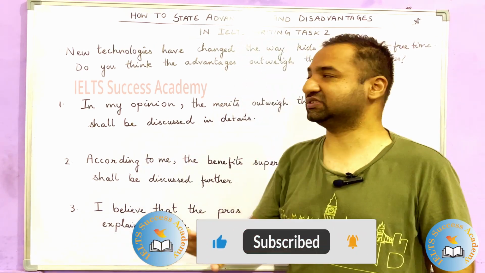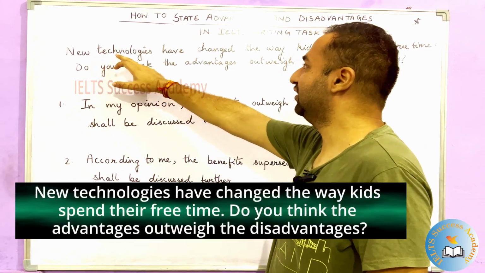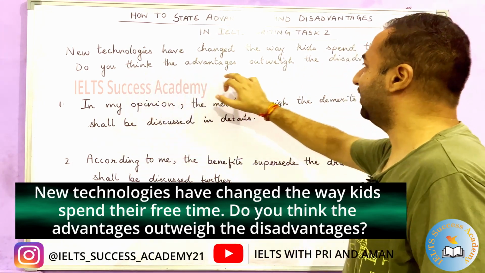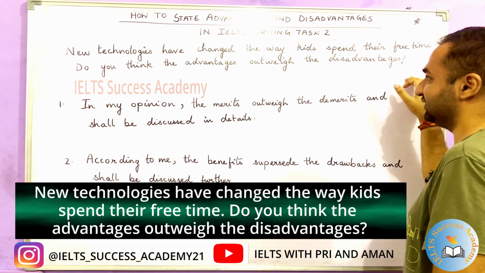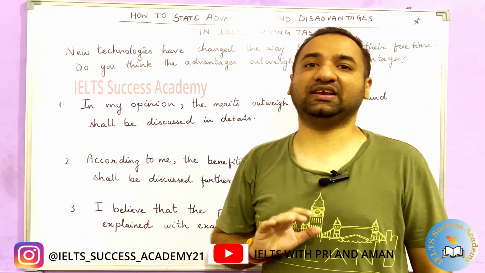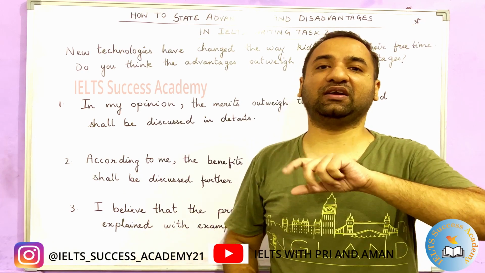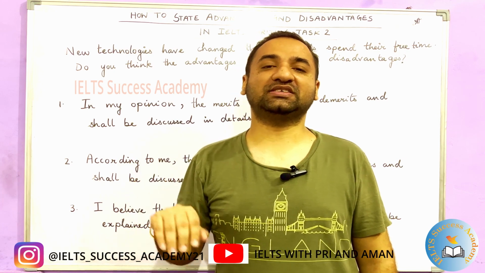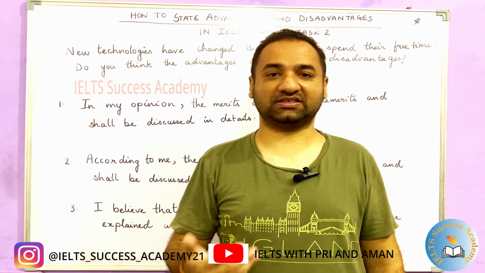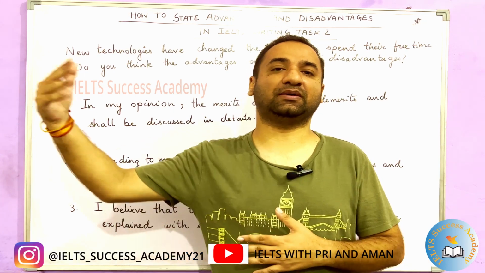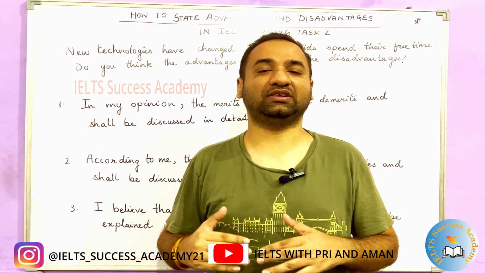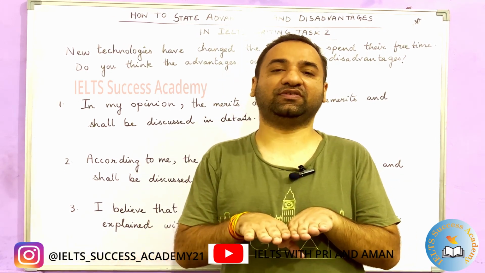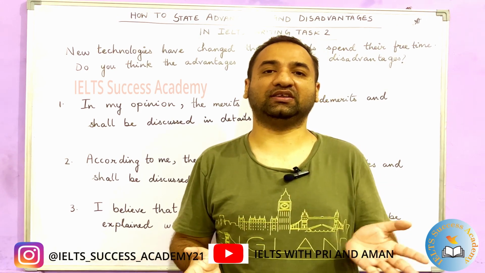Let's look at a sample question first. The question states, new technologies have changed the way kids spend their free time. Do you think the advantages outweigh the disadvantages? Now the question is clearly asking you, do you think that the advantages are outweighing the disadvantages? Because it is clearly asking you, give a clear answer. Do you think the demerits are more and the merits are less, or do you think the merits are more and the demerits are less? Don't dilly-dally around, don't try to balance stuff. You have to choose one or the other.